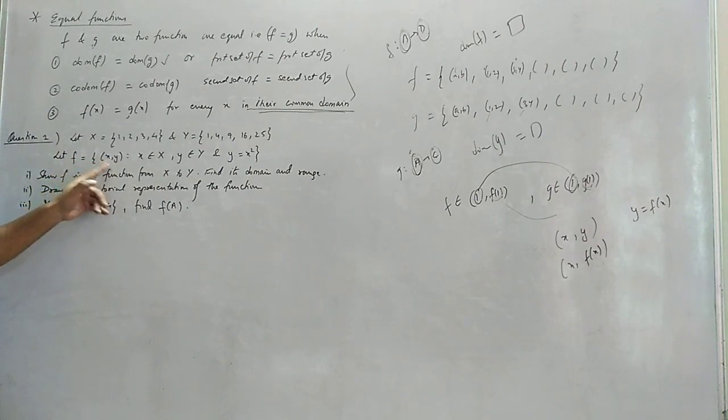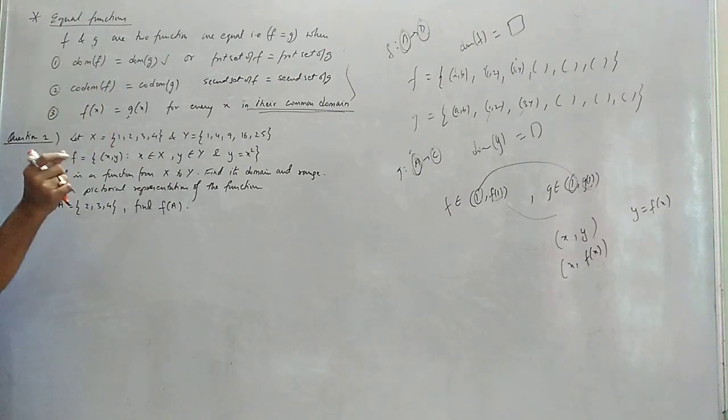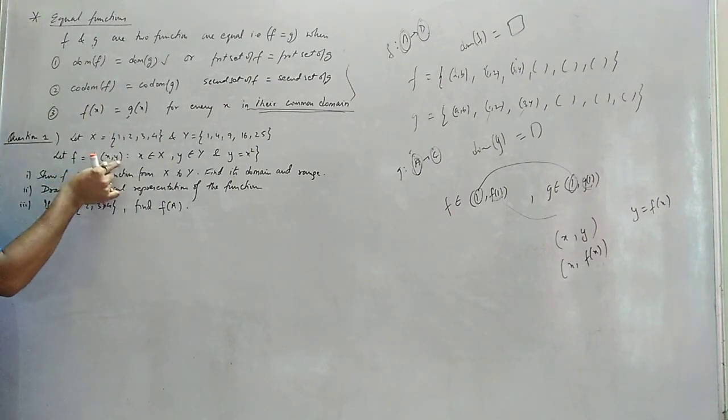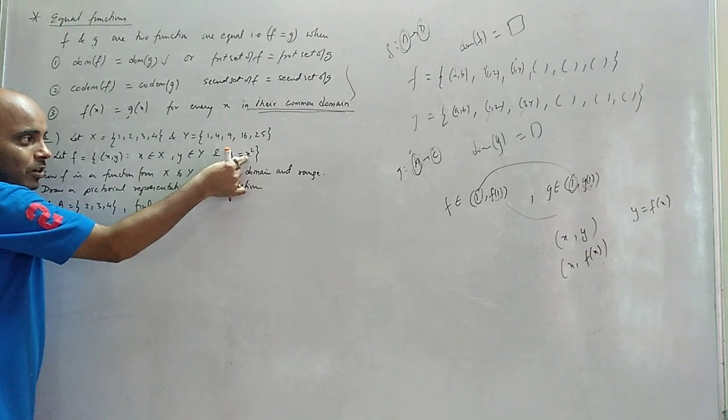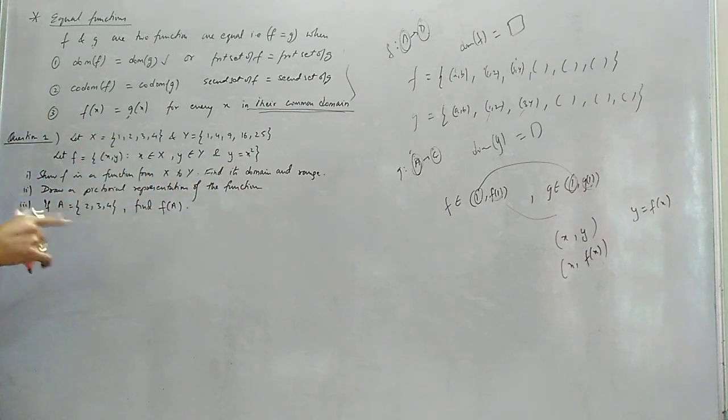Ordered pairs, that means it is a subset of A cross B. Here it is X cross Y. When we do X cross Y, inside that we will have ordered pairs, and from those ordered pairs we are taking a few ordered pairs where this condition y equals x square is satisfied. Understood? Listen nicely to what I'm saying. So this is a relation.